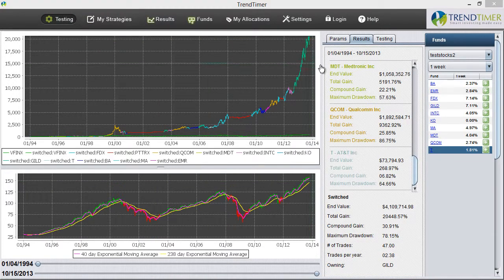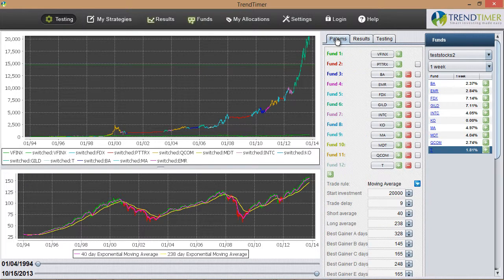We can click on the Params tab to revisit our list of stocks. Now the stocks we're using in our strategy are all large, well-known companies. Most of them have been around for a very long time, and we've had a great result with this particular mix of stocks. But we can experiment by substituting in some different companies.